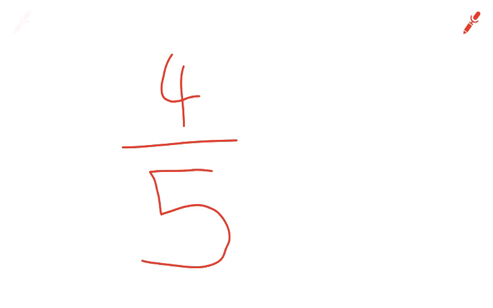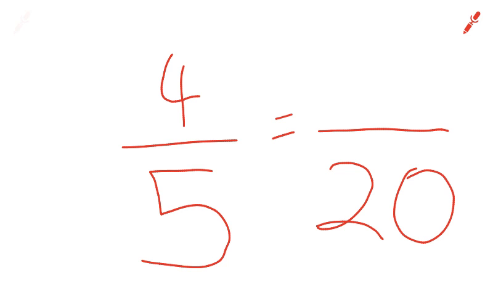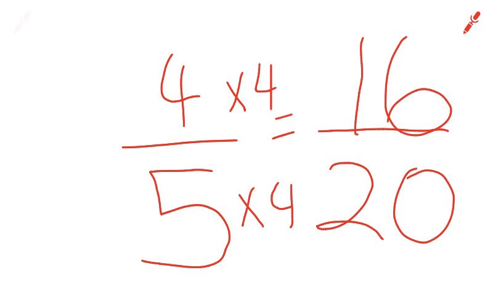Next one, we have 4 over 5. And we have a 20 here. 5 times what equals 20? 4. Yep, 5 times 4. So if we do a times 4 there, we've got to do a times 4 here. 4 times 4 is 16. And that is correct.